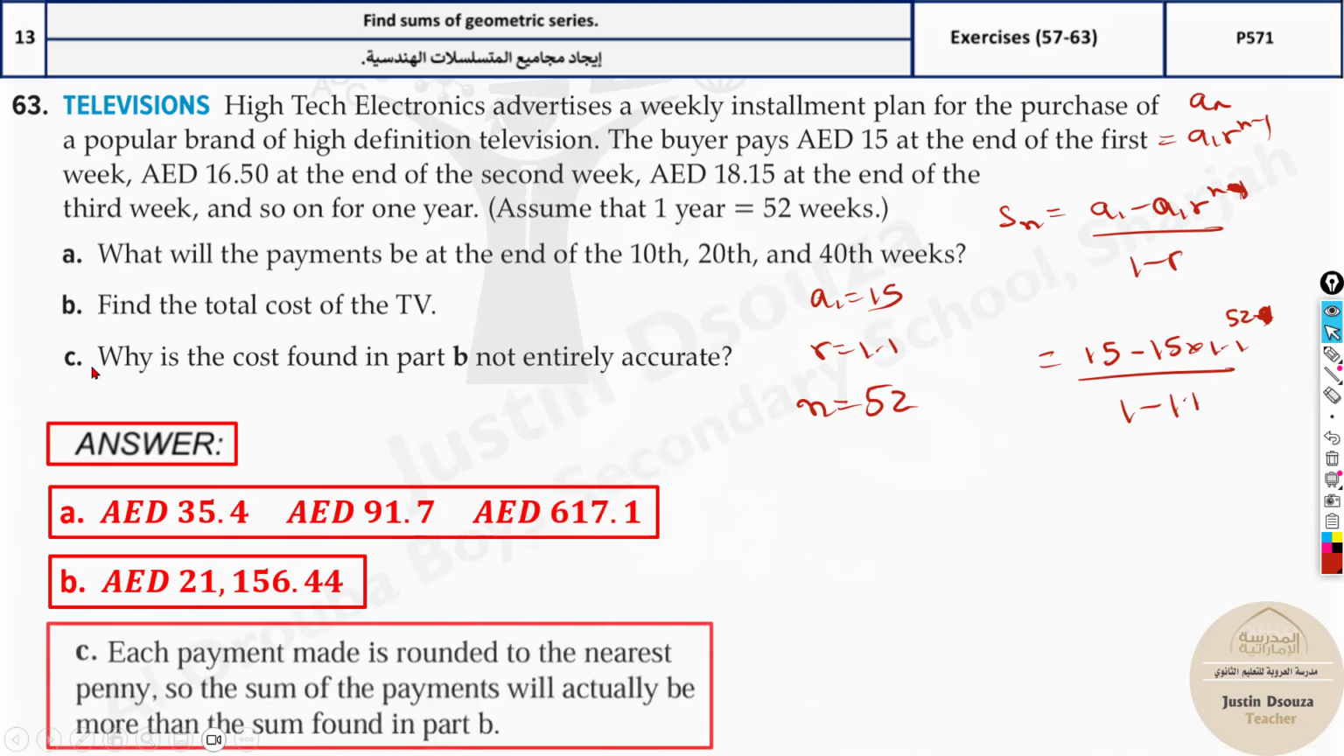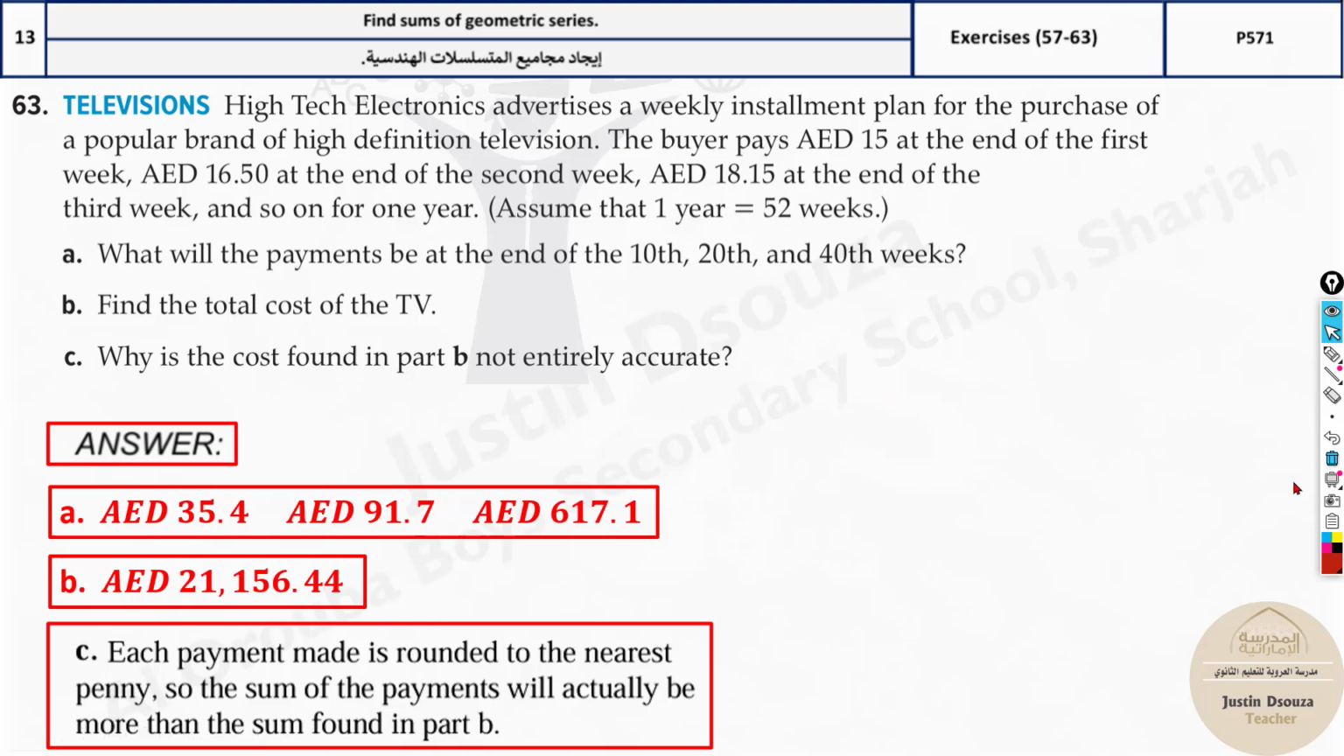And the last problem, why is the cost found in part B not entirely accurate? See, when we are paying, we don't exactly pay the exact amount. Every week, if there are installments, you pay a rounded off figure. Instead of 91.7, you pay 92 dirhams. So when you actually come over here after 52 weeks, you're paying a bit more by a few fils. It might amount to just a few dirhams.